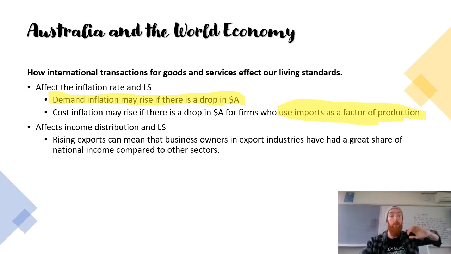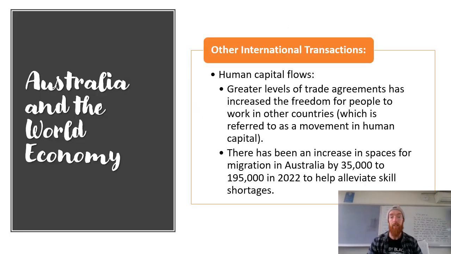So then getting into some other types of international transactions that occur. A really important one that you'll look at a lot more in Unit 4, Area Study 2, is human capital flows. So greater level of trade agreements has increased the freedom for people to work in other countries, which is referred to as the movement of human capital. And this is really important in Australia at the moment, because in Australia we have historic low rates of unemployment with 3.4% unemployment in November of 2022. And we are struggling to fill jobs because there's not a lot of people left to fill them.